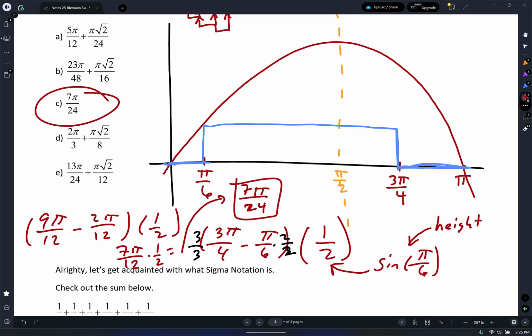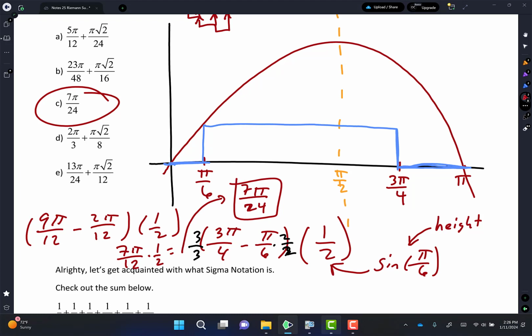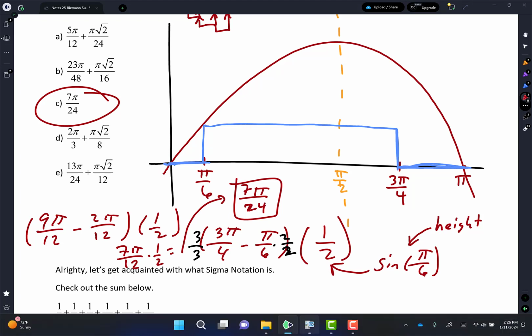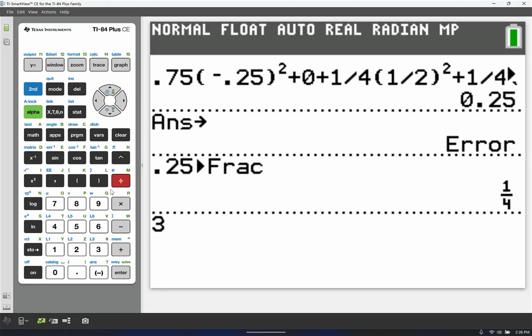Chubb, I don't want to do all that. Can you show me another way to do this without all that? Well, if you have a calculator and if they allow you to use a calculator, just go 3/4 minus 1/6, like this. Go 3/4 minus 1/6. Chubb, how come you're not putting the pi? Because the pi can never be a fraction.